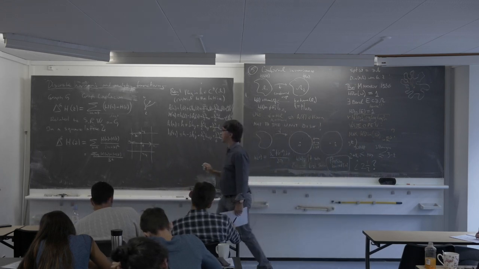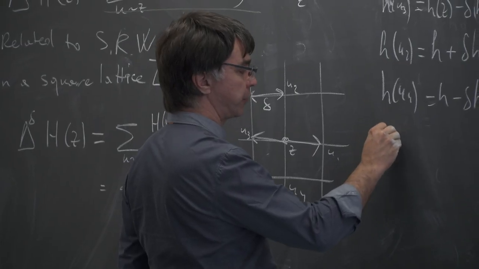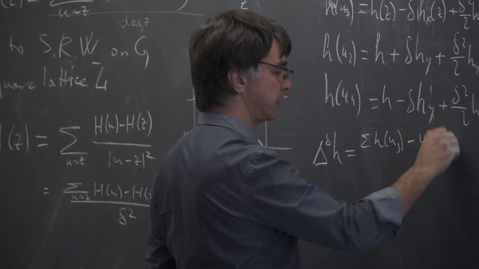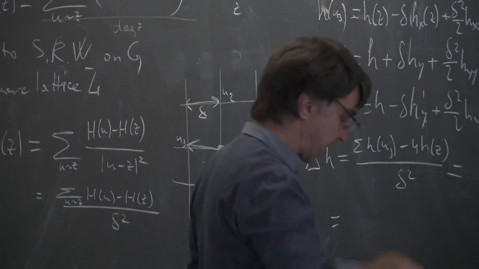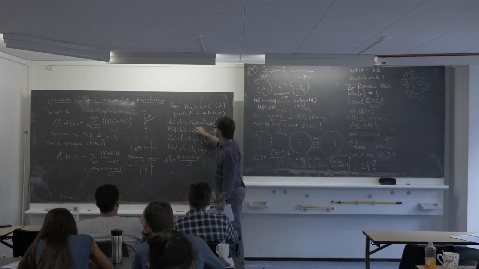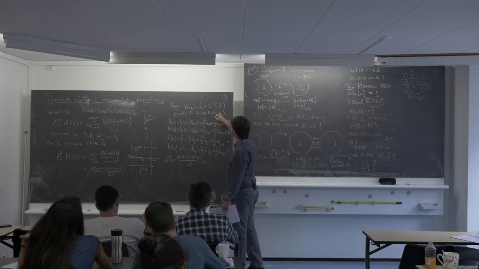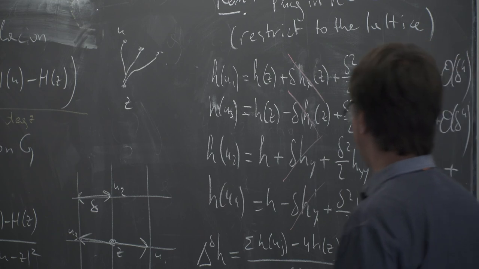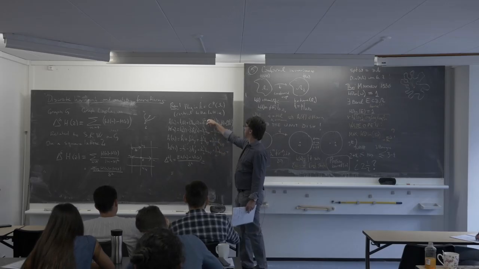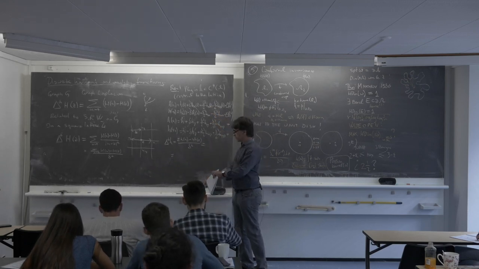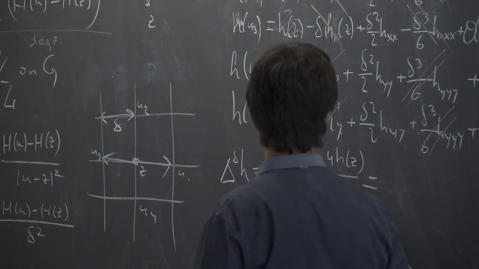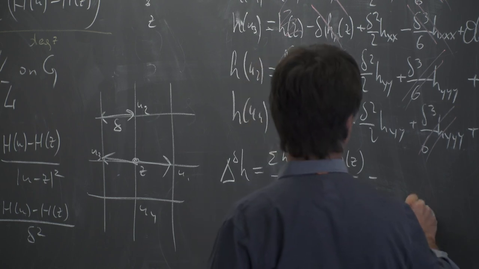Now, suppose that I write the lattice Laplacian of the function h. This is basically the sum of h of uj minus 4h of z, divided by delta squared. So I have to sum all these guys and subtract 4h(z). First these two terms cancel out because they have opposite signs. These two terms cancel out, these two cancel out, and these two cancel out. Now h will cancel out with this whole sum of h's. So the only terms left are those and the O capital. So it will be delta squared h_xx of z plus delta squared h_yy of z, divided by delta squared, plus O capital of delta to the power 4.